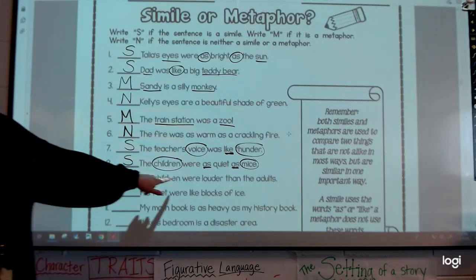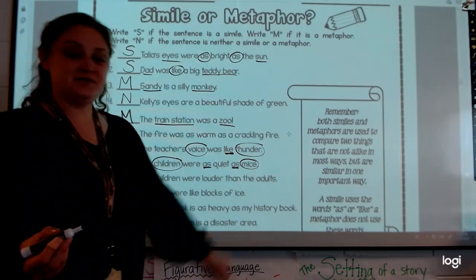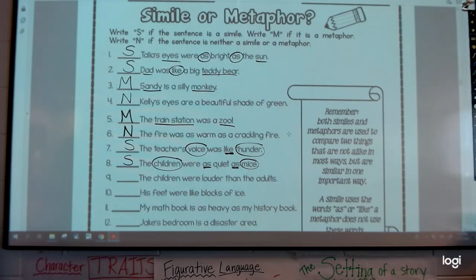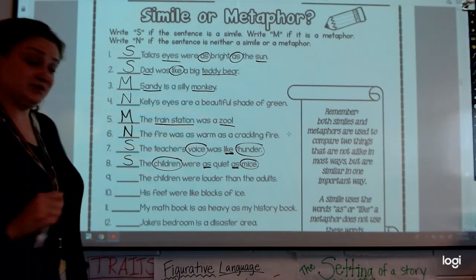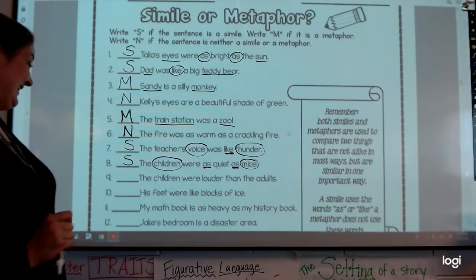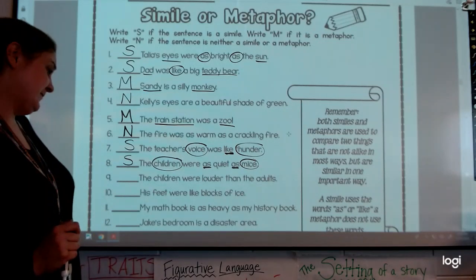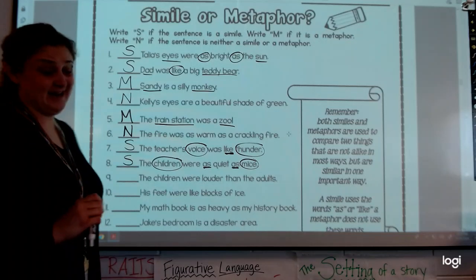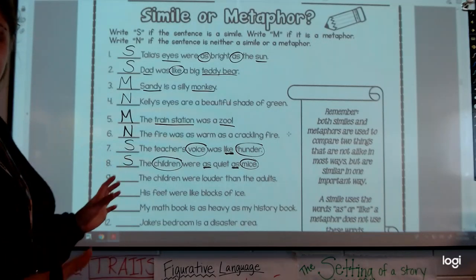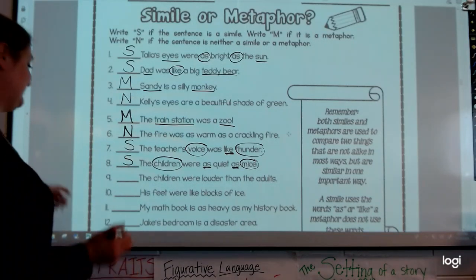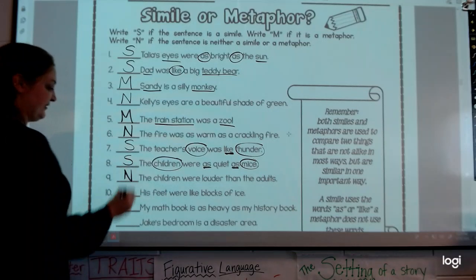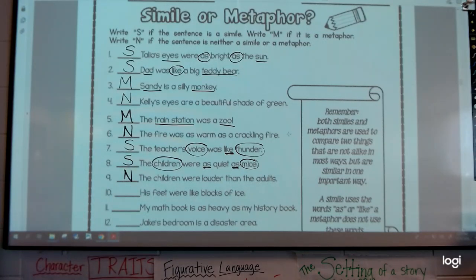The children were louder than the adults. Think about that one a minute. First of all, I don't see my comparing words like or as, so it can't be a simile. And I'm checking to see if it's a metaphor. And I don't see it comparing the children to something mostly different. So that's just a normal sentence. Neither.